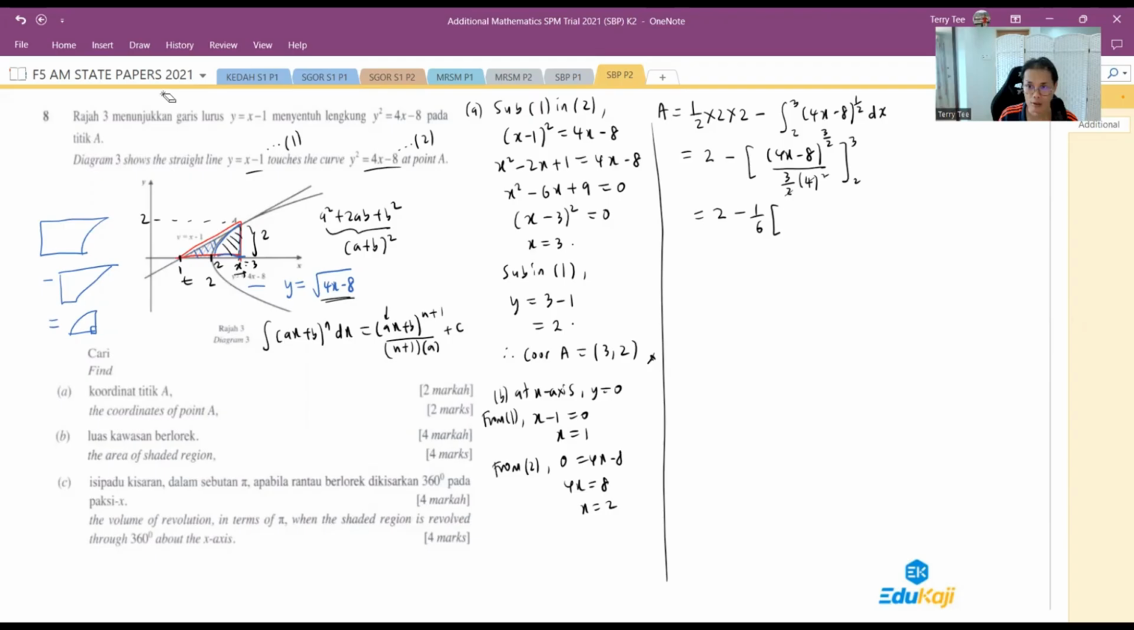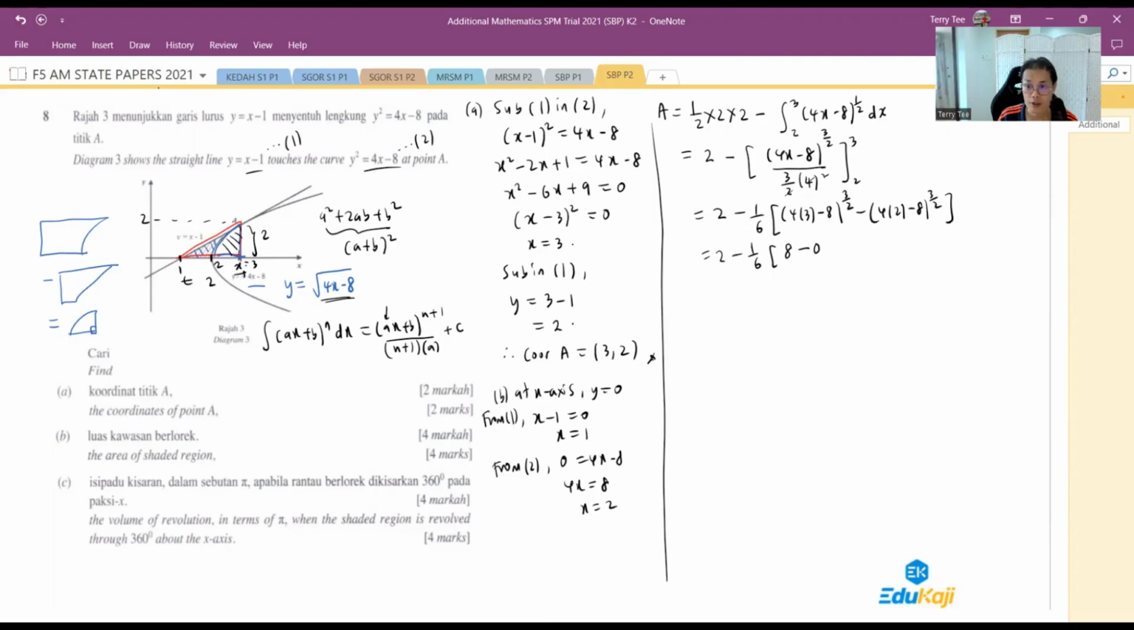I hope this is okay. Or, I tell you what, I write one extra step. This is easier for you guys to understand. This is 4 times 2 minus 8, power 3 over 2. And this will give us 2 minus 1 over 6. This is 2. 4 times 3 is 12. 12 minus 8 is 4. 4, if I square root it, it's 2. 2 power 3 is 8, right?